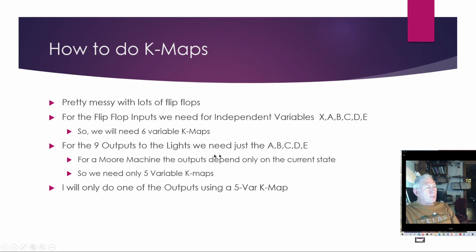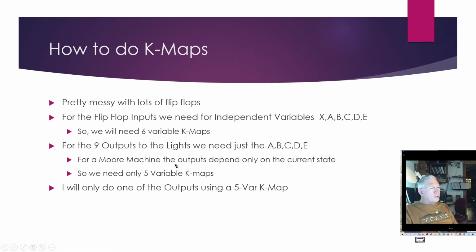And then for the 9 outputs, we only need A, B, C, D, E. We don't need X because the outputs only depend on the current state that we're in, and our current state is always defined by A, B, C, D, E. The X doesn't define what state we're in. It just potentially changes the next state that we're going to go to. In this problem, it only impacts one node, and all the other nodes are not impacted. So it's not terrible, but it's still challenging.